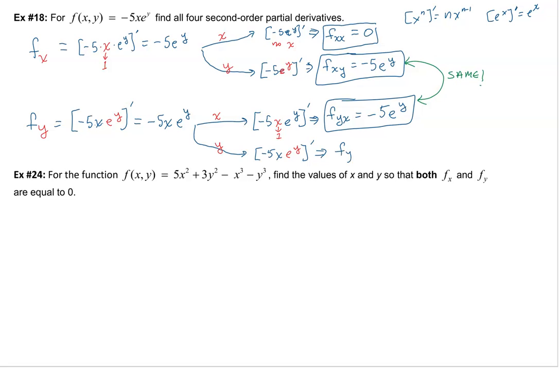So f sub y, negative 5x tags along because it's multiplying, and we get the e to the y back again. So there's our four partials for that particular problem.